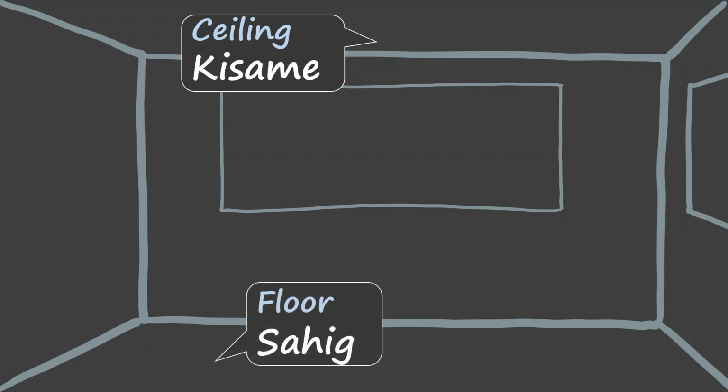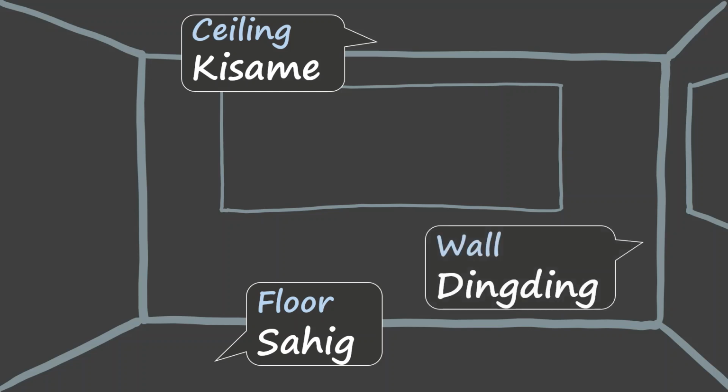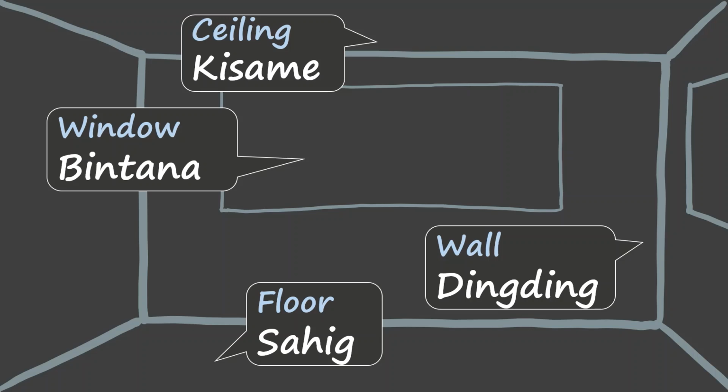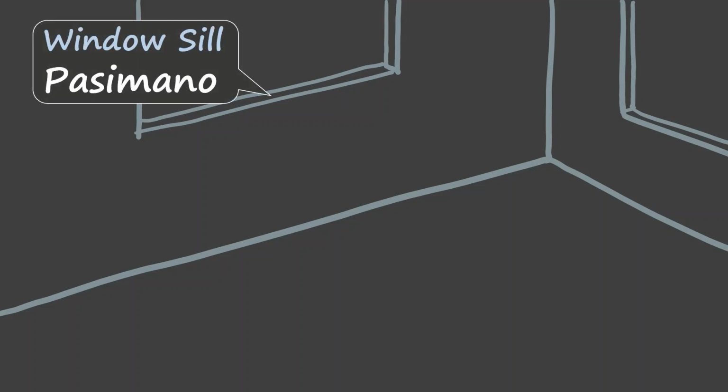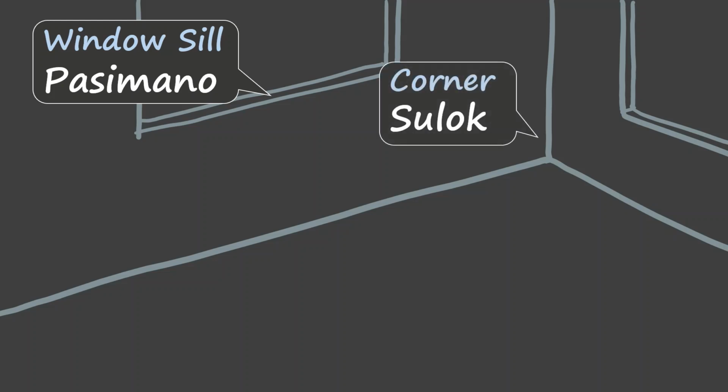Let's start with the things we see in any room in our house. A dining room will have a ceiling or kisame. Floor, sahig. Wall, dingding. And window is bintana. Our windows will have windowsill or pasimano. And the corner of any room in the house is sulok.